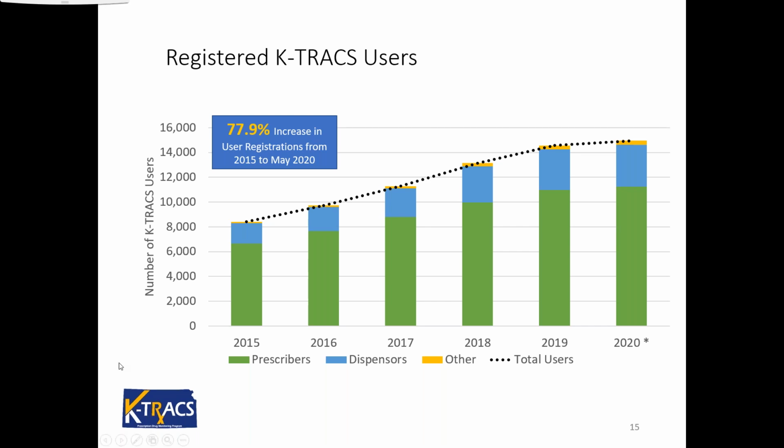This gives you an idea of a breakdown of who is enrolled in KTRACS. As you can see, we've had a 77.9% increase from 2015 to 2020. The major part of our registered KTRACS users are prescribers, and you can see the blue is the pharmacists, and then the yellow are the delegates. We're very happy of the increase and the usage of this great program. Next, please.